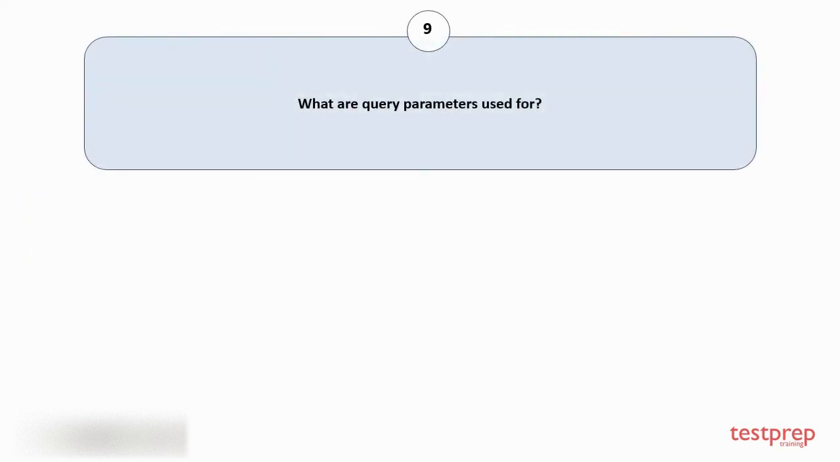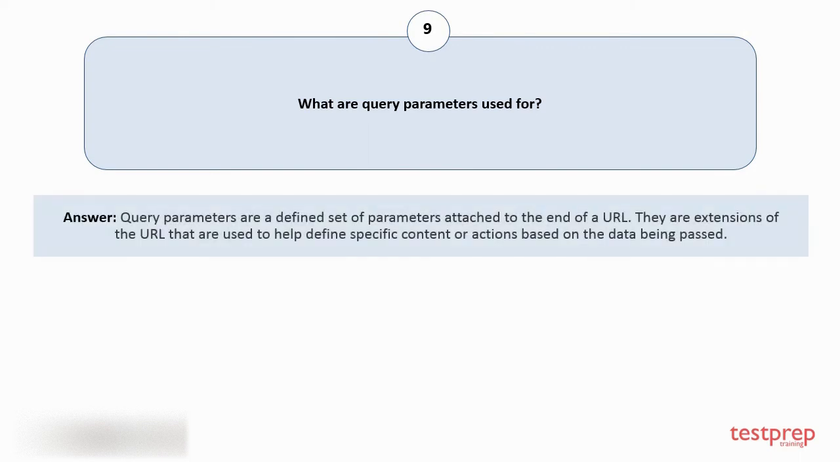Question number 9, what are query parameters used for? Your answer is: query parameters are a defined set of parameters attached to the end of a URL. They are extensions of the URL that are used to help define specific content, or actions based on the data being passed.